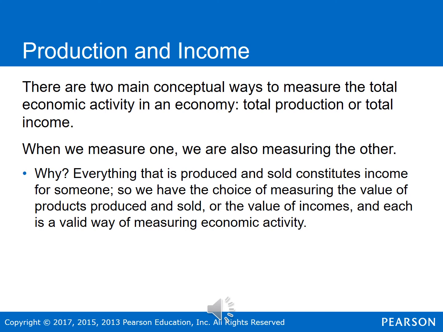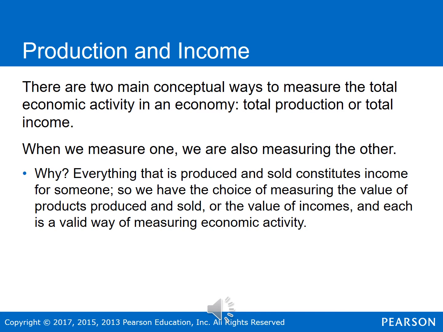So when we think of GDP, we can think of it in 2 ways. We can measure the total production in an economy or the total income in an economy. And when we measure one, we're necessarily measuring the other. By definition, they're going to be equal to each other. Now, why is this? Everything that's produced and sold constitutes income for someone. So we have the choice of measuring the value of products that are produced and sold or the value of incomes, because the money that's spent on those goods or services becomes the income for someone else. So they're both valid ways of measuring economic activity.